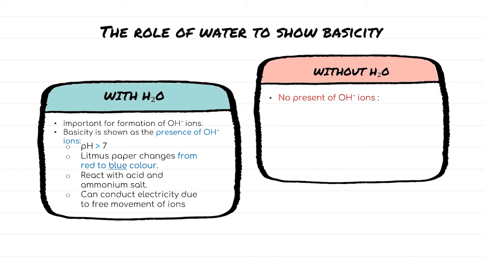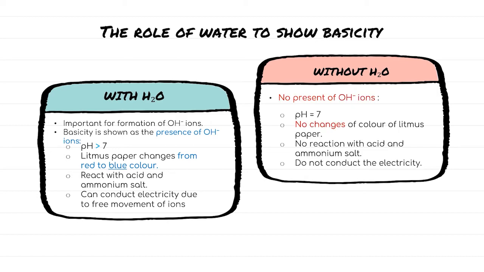And what happens when a base does not dissolve in water? Of course, there is no presence of hydroxide ion. And what happens when there is no hydroxide ion? The pH will stay at 7, which is neutral, and there is no change of color of litmus paper. When neutral, there is no reaction with acid and ammonium salt, and it cannot conduct electricity.